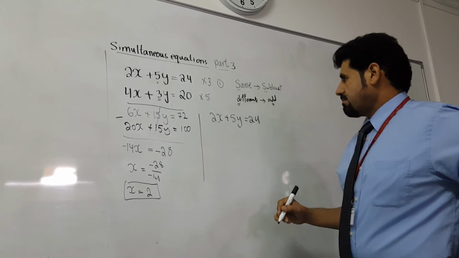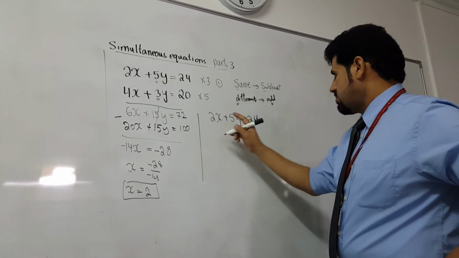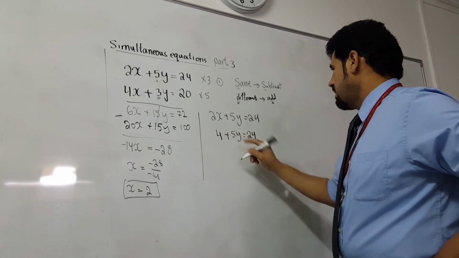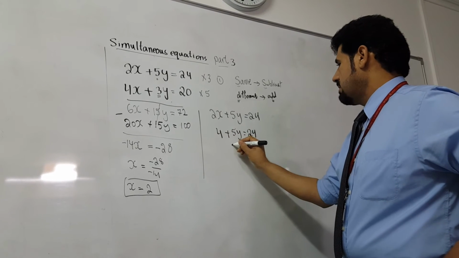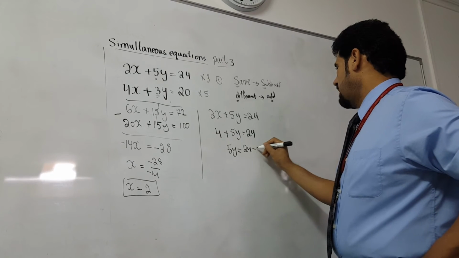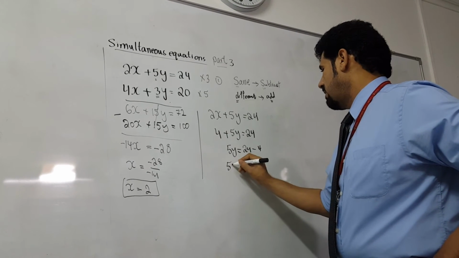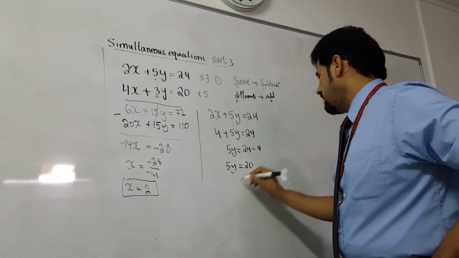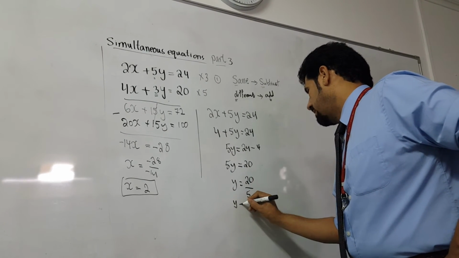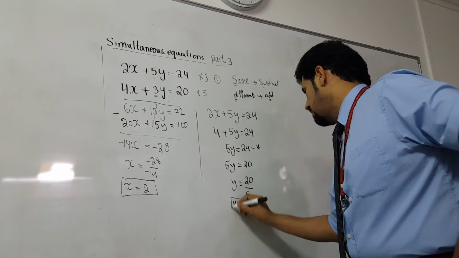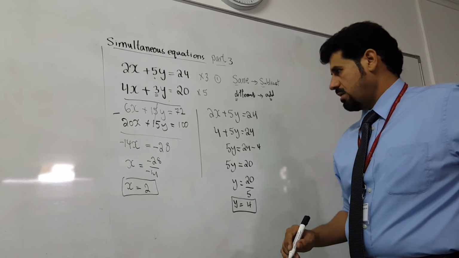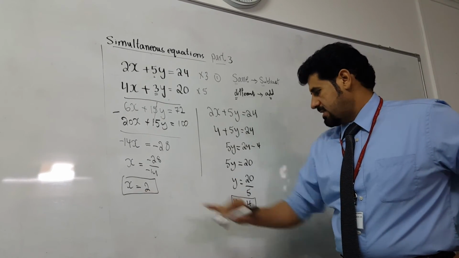And then we need to find y. So x is 2. This will be 4 plus 5y equals 24. And then you take the 4 to the other side. So 5y equals 24 minus 4. 5y equals 20. And y will be 20 over 5. So y will be eventually 4. Now I have the values of 2 and 4 of x and y.